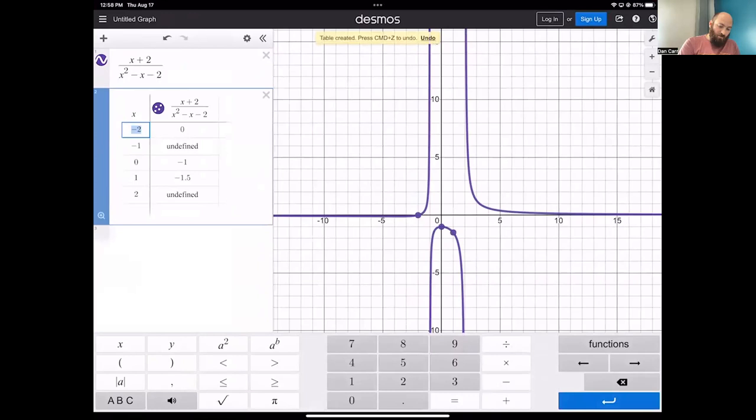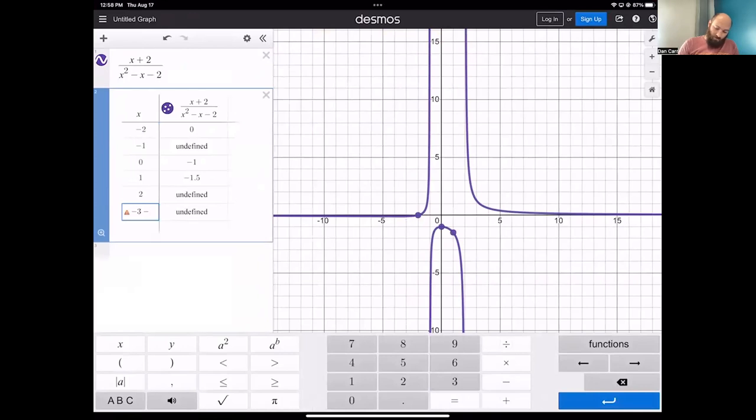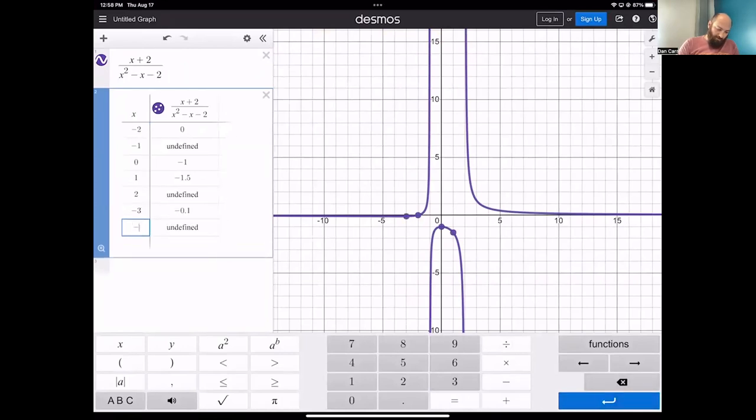In the negative direction, we can see here it's crossing at (-2, 0). If I do -3, it goes to -0.1. Whoops. We'll go to -4. Okay, now it's going lower, at -0.1 repeated. If I go to -5, it's actually getting back towards 0, and then -6.